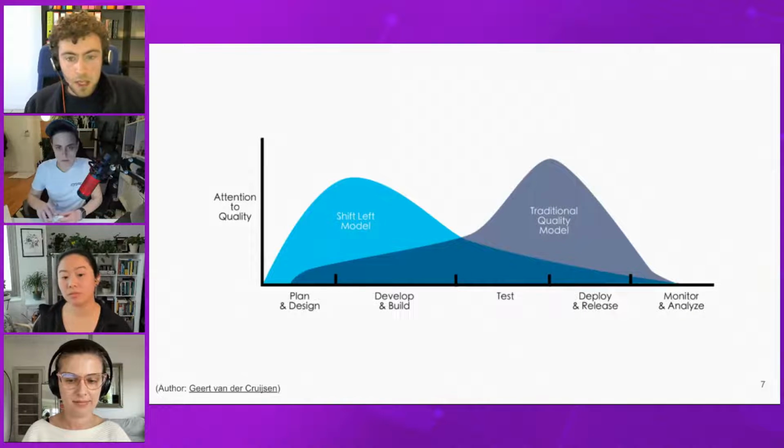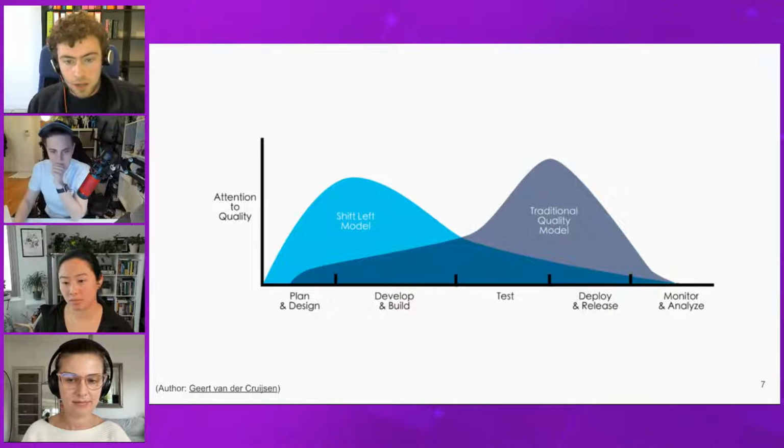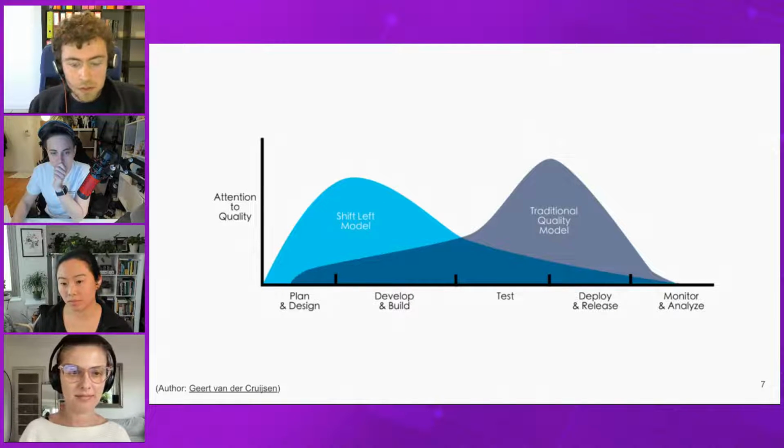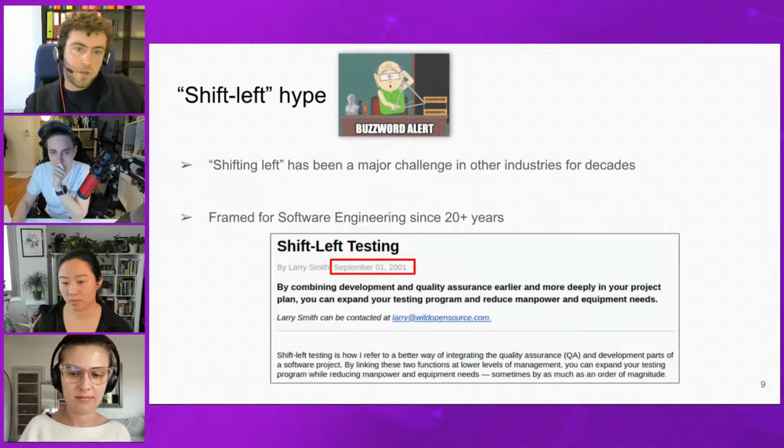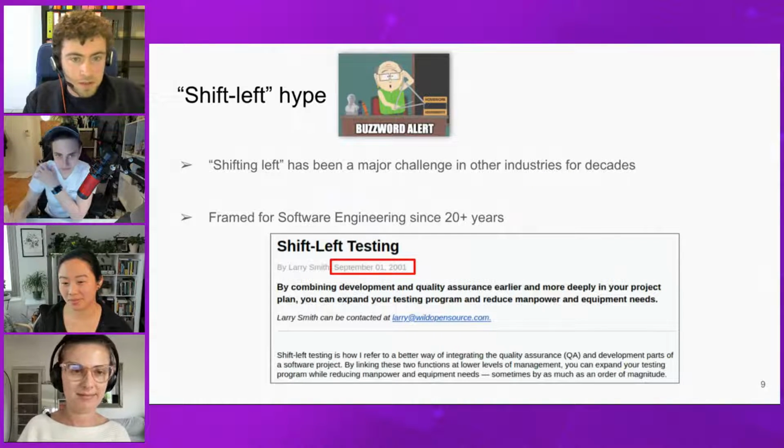And it's also very applicable not only to security, but also to quality testing in general. So anything from performance to architecture and these kind of things. Now, when we say shift left, obviously there's a bit of a buzzword. So I want to stop for a few seconds and discuss a little bit about the hype around shift left.